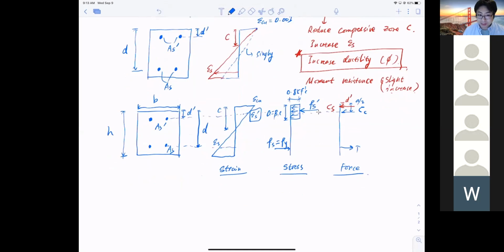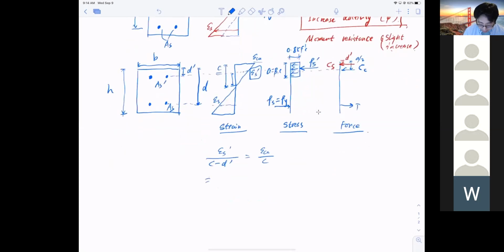So I want to compute the strain of steel. What I do is use a triangle here. Epsilon s prime divided by c minus d prime, where c minus d prime is this length here, is equal to epsilon cu divided by c. And I can find the strain in the steel in the compressive zone. So epsilon s prime equals c minus d prime divided by c, multiplied by epsilon cu. All right, so that is the compressive strain in the steel.